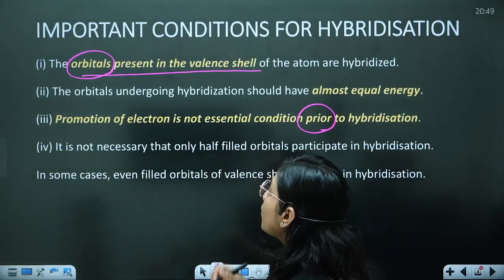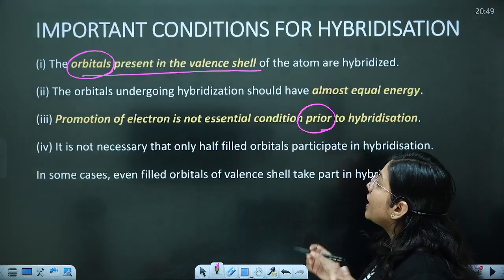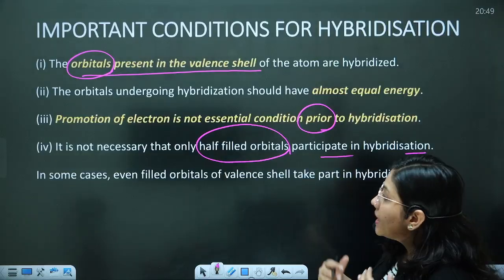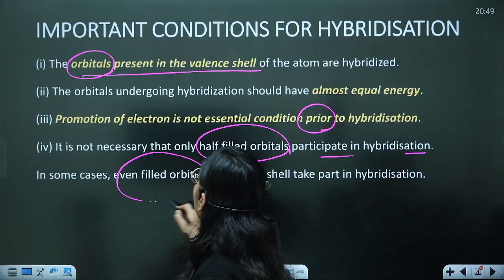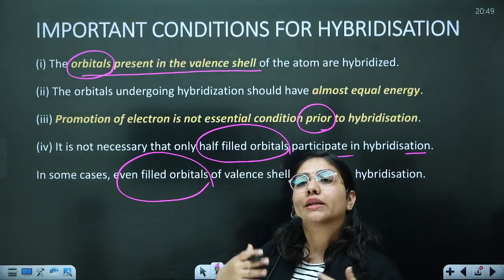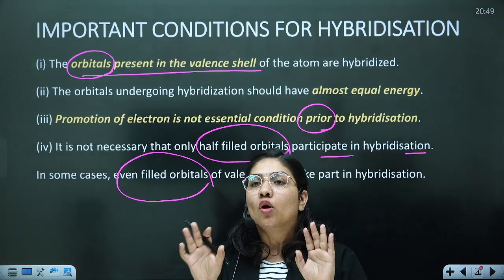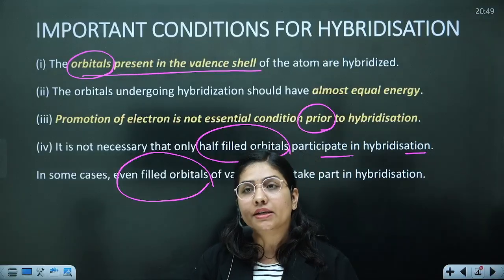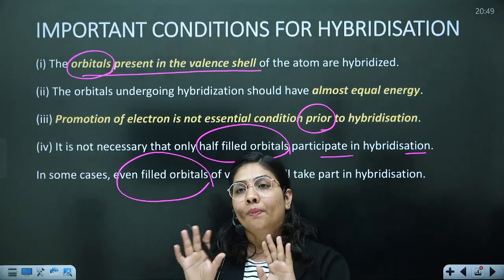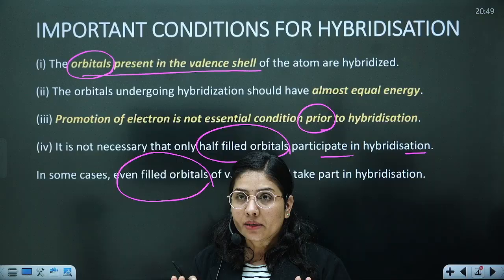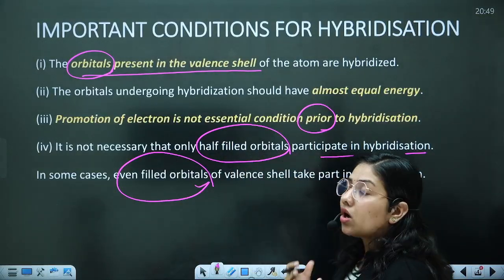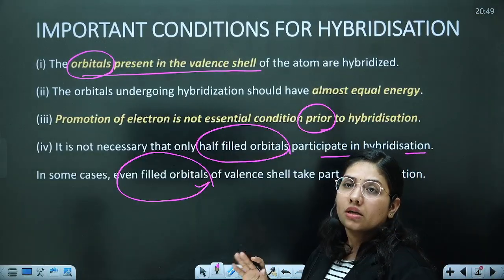The fourth point is, it is not necessary that only half filled orbitals participate in hybridization. In some cases, even filled orbitals of the valence shell take part in hybridization, because the main motto of hybridization is to give a stable structure, and that can happen with filled orbitals also. It is not necessary to have half filled orbitals.